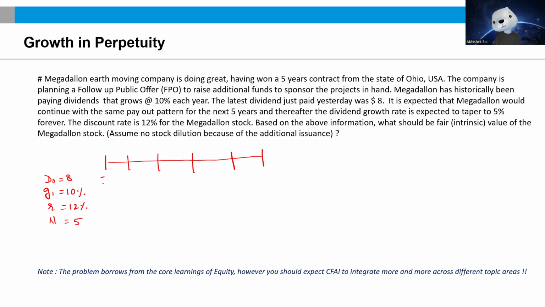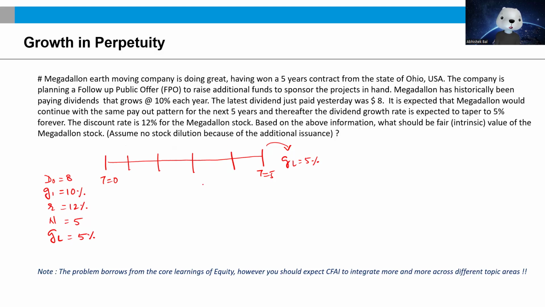And after the year number 5, the dividend is going to grow at the rate of long-term growth GL in perpetuity at the rate of 5%. This is the data that has been given to us, 5%. Okay. Now, given this, what would be the fair value of this security, assuming there is no stock dilution.